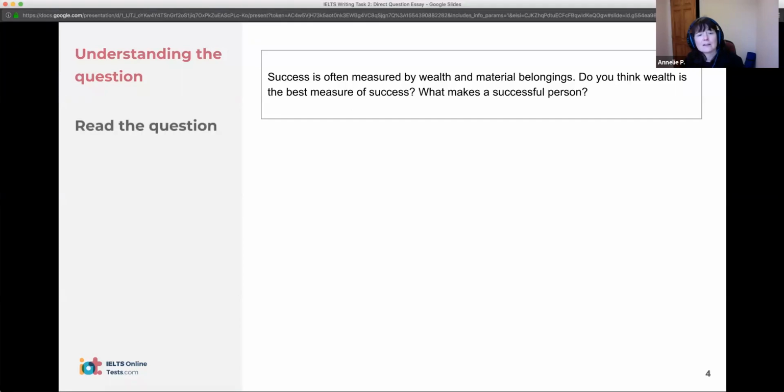Okay, so always read the question slowly, carefully, make sure you understand exactly what the question is asking you. And then you need to identify each part. Remember, part of the task response is a complete essay. So if you only address one part of the task, then you can only get a 5 in task response, which makes it very difficult to get, for example, a 7 overall for the task 2. All right. So we've got 2 parts here. What are the 2 parts that we need to address in this task?